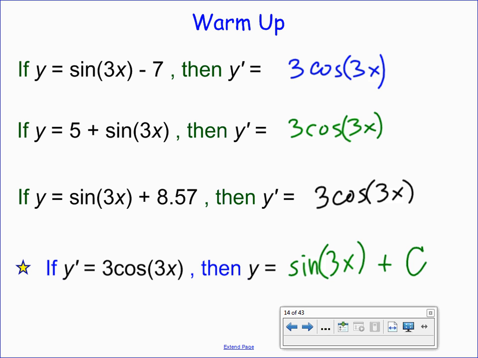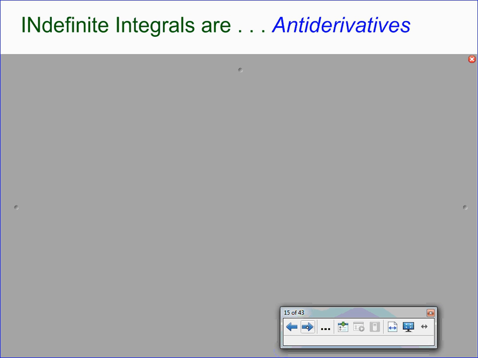This constant of integration here accounts for the fact that any constant could have been added or subtracted onto my original parent function y, and we wouldn't know what it is when we differentiated it to get our y prime. So we're going to include that in all of our anti-differentiation and our evaluations of indefinite integrals, which just means to find an antiderivative. So we must include a plus c.